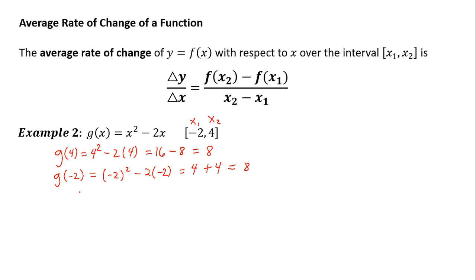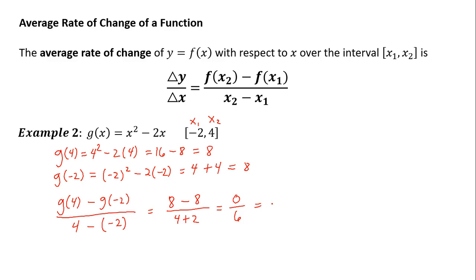So the average rate of change of this function over the interval from negative 2 to 4 is g of 4 minus g of negative 2 divided by 4 minus negative 2. So that's equal to 8 minus 8 divided by 4 plus 2. So this fraction is equal to 0 over 6. So the answer is 0. Alright. Now, let's have example number 3.